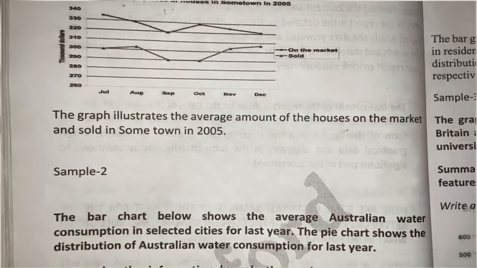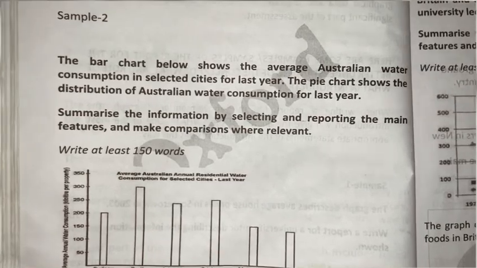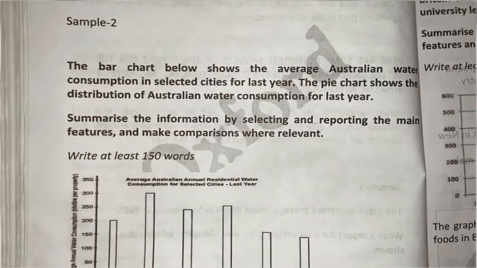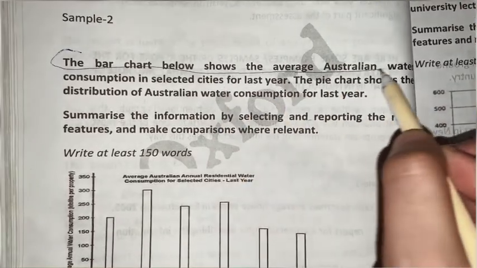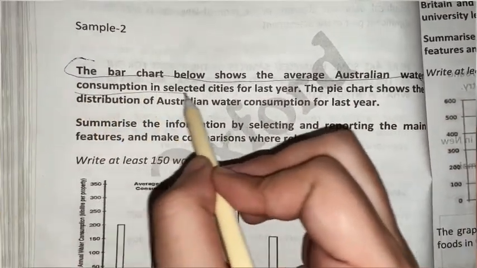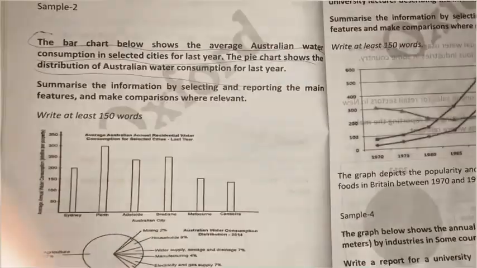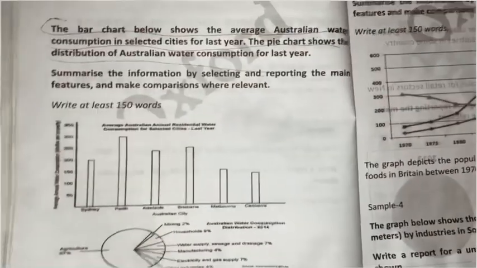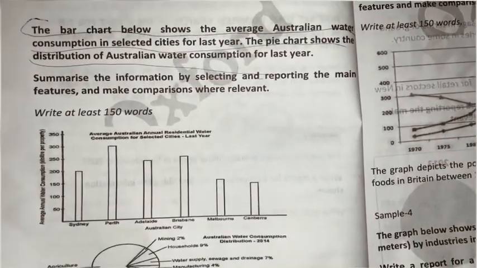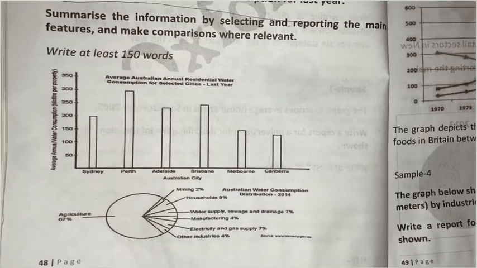So you can see in the graph it illustrates the average amount of the houses, and second, that is a bar chart, and the bar chart below shows the average Australian water consumption in selected cities for the last year. The pie chart shows the distribution of Australian water consumption for the last year. Summarize the information by selecting and reporting the main features and make comparisons wherever relevant.